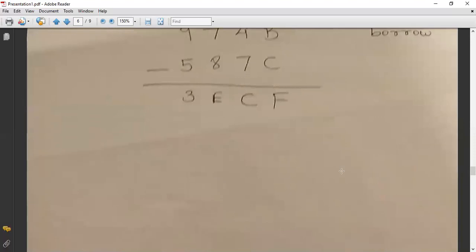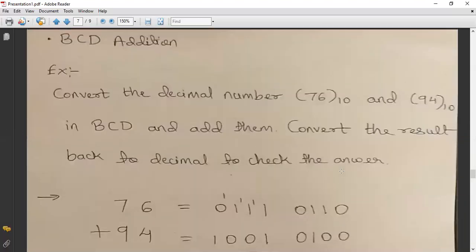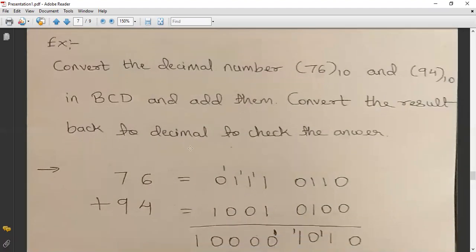Now BCD addition. So this is the example for BCD addition. What we need to do here is convert the decimal numbers, 76 to the base 10 and 94 to the base 10, into BCD form, and add them. Then we need to convert the result back to decimal form and check the answer. So what is the first step? We are going to convert these decimal numbers into their BCD form. So let us begin with the conversion.